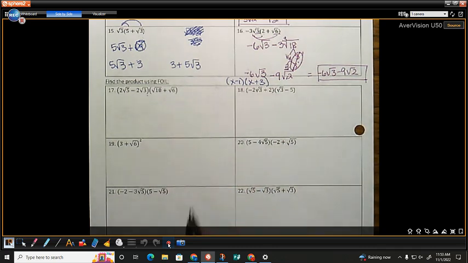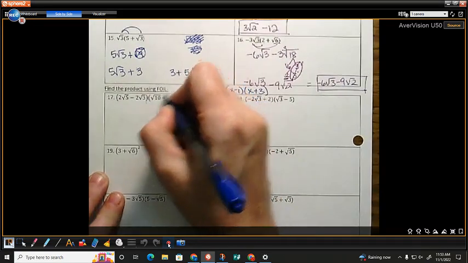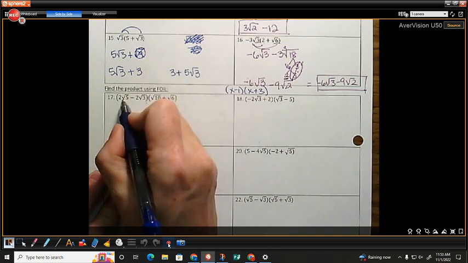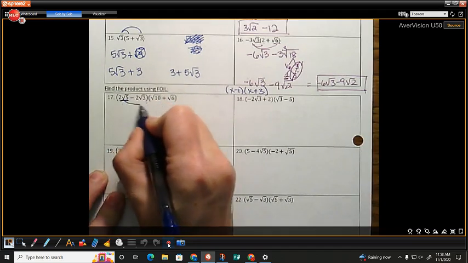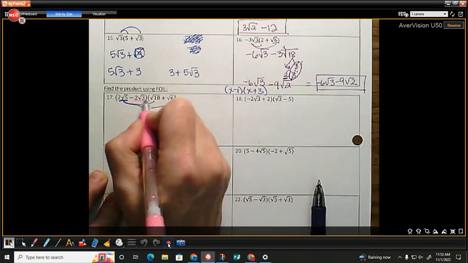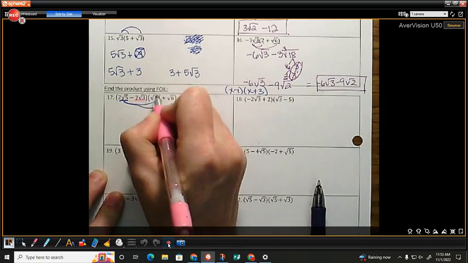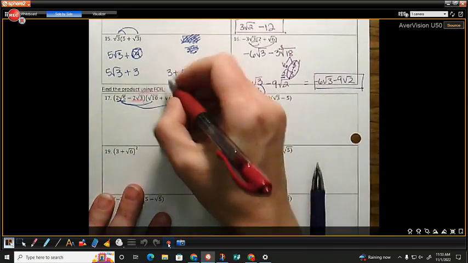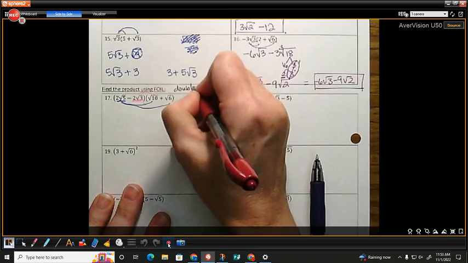And so the way we're going to multiply this, guys, is basically by doing distribution twice. I've got to multiply the first guy over here by both things over on the right. And then I've got to multiply the second guy by both things on the right. And so sometimes that's called double distribution.